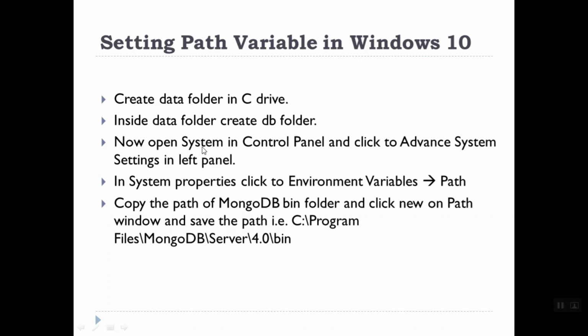Now we have to open System in Control Panel and click Advanced System Settings in the left panel. In System Properties, we click Environment Variables and then Path. Once we have that, we copy the path of the MongoDB bin folder and click New in the Path window and save the path, that is C:\Program Files\MongoDB\Server\4.0\bin. We need to do all these things while the download is in progress.